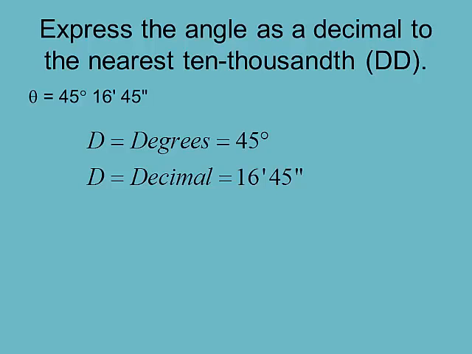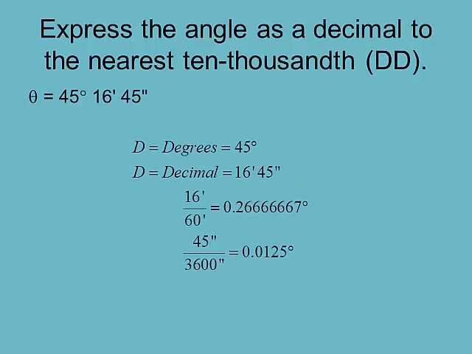So the degree part's taken care of. We know that's going to be 45 degrees. It's the decimal part. It's the 16 minutes 45 seconds that we have to turn into the decimal part. And this is very similar to what we did previously. So we're going to take that 16 and divide it by 60. We're going to take the 45 and divide it by 3600. And we're going to add them up.